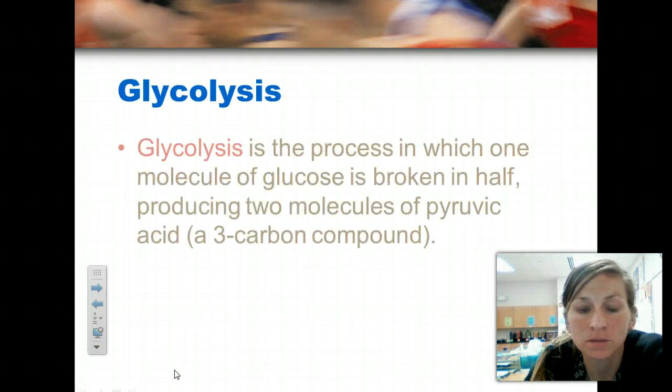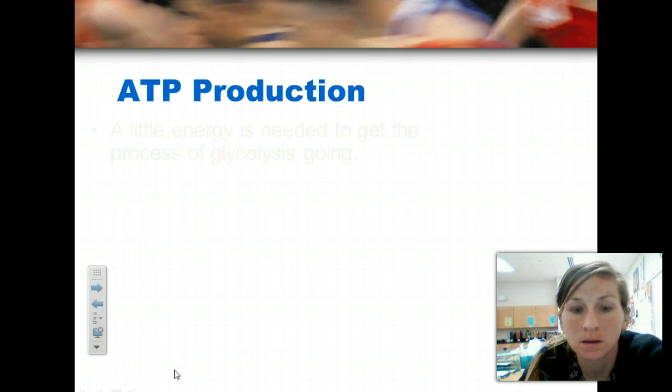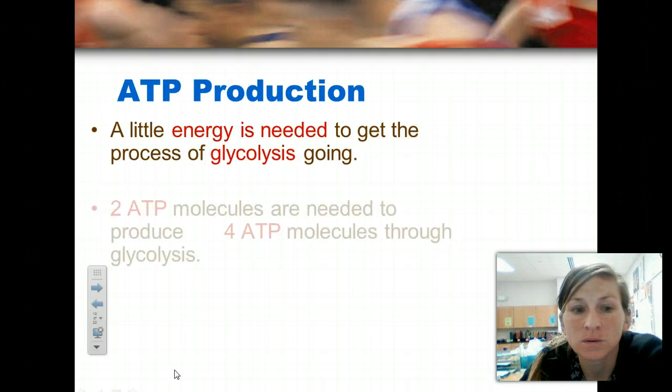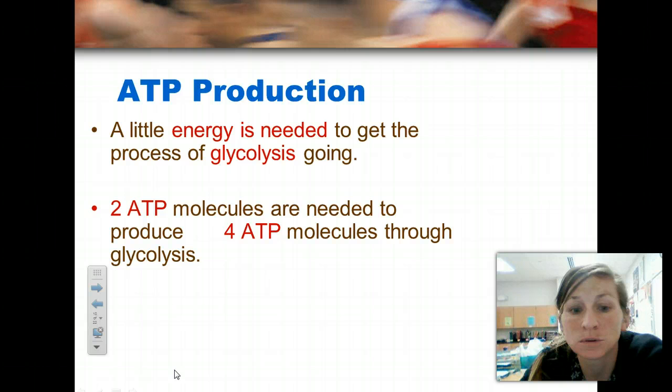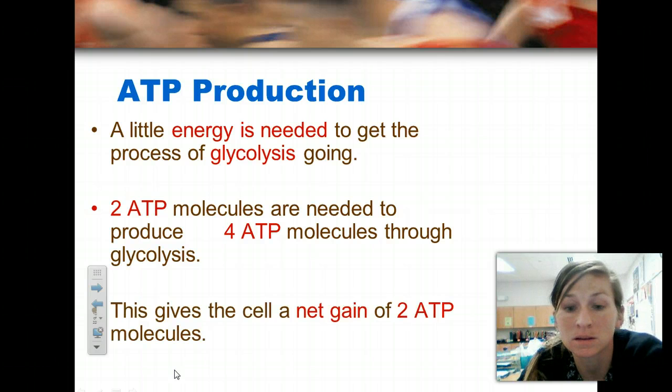Okay, so glycolysis we're going to talk about first. It is a process in which one molecule of glucose is broken in half. It also produces 2 molecules of pyruvic acid, which is a 3-carbon compound. A little energy is needed to get glycolysis going, so 2 ATP molecules are needed to produce a total of 4 ATP molecules through glycolysis. Now the net gain then would be 2 ATP molecules from glycolysis. I would add that to the diagram you just drew as the product of glycolysis.